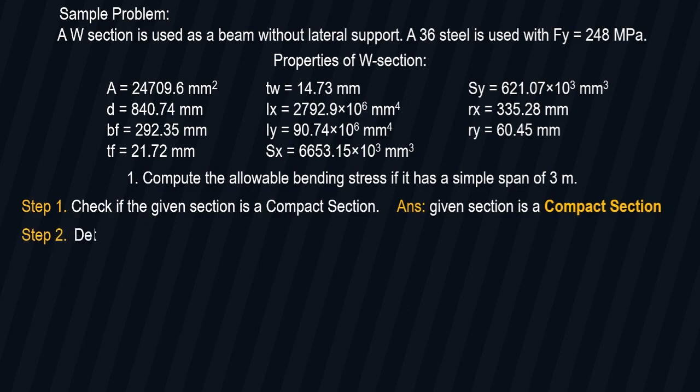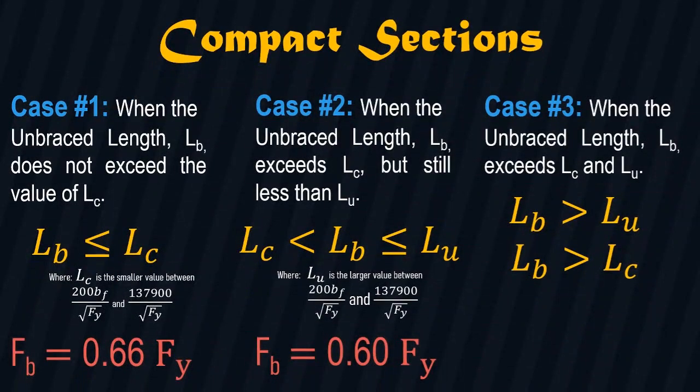Step number 2, determine what case we are dealing with, because for a compact section, there are 3 cases. Case number 1: when the unbraced length LB does not exceed the value of LC, that is, LB is less than or equal to LC, the allowable bending stress FB is equal to 0.66 Fy. For case number 2: when the unbraced length LB exceeds LC but is still less than LU, the value of FB is equal to 0.60 Fy.